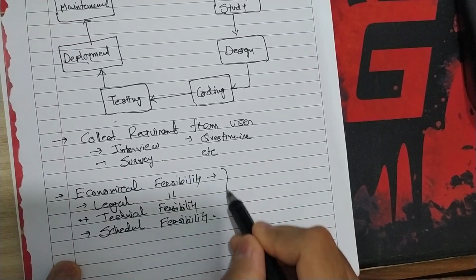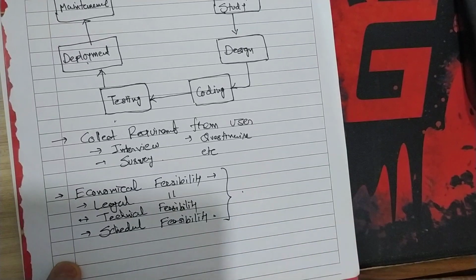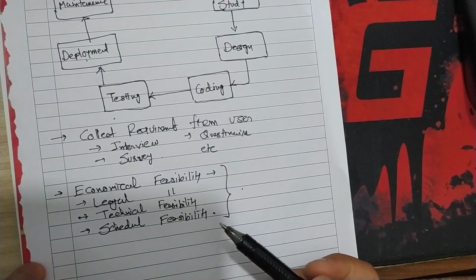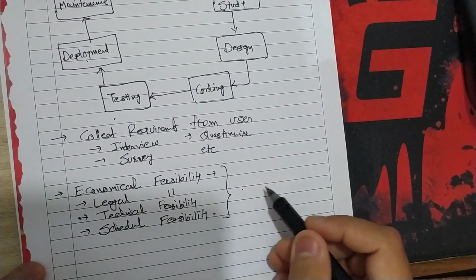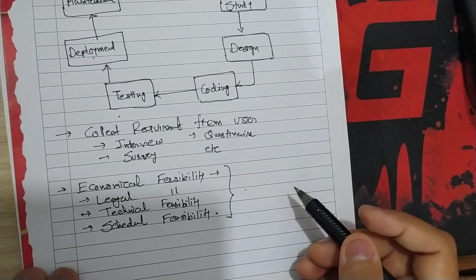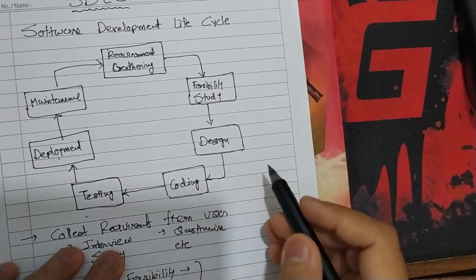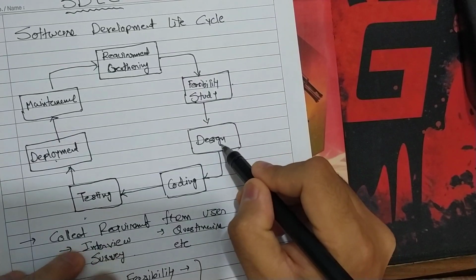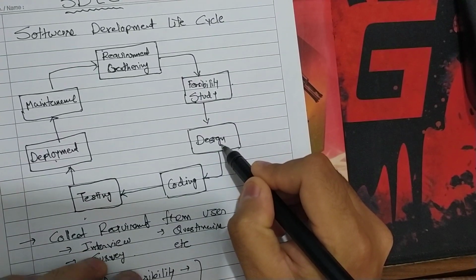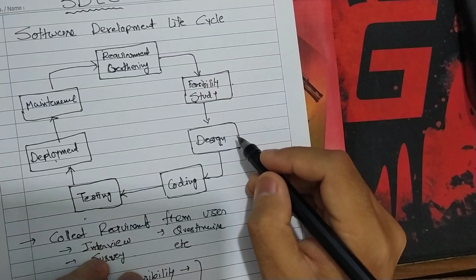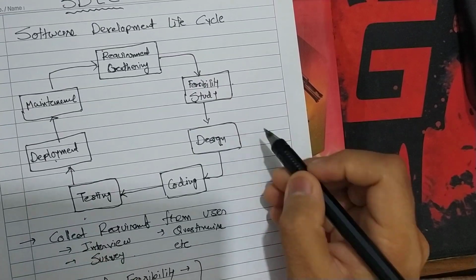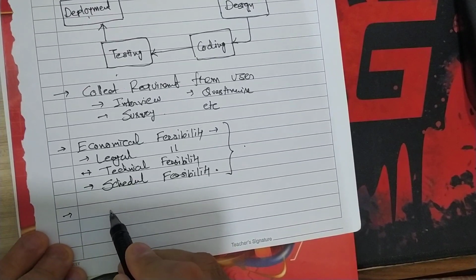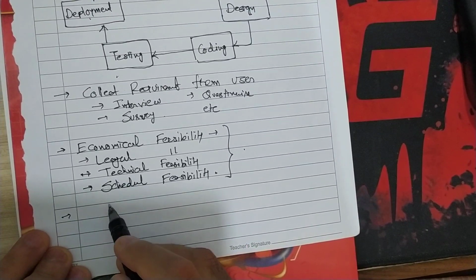So these types of feasibility are checked before developing the product. If the software is not feasible, we should cancel the development of the software. After the feasibility, the next phase is the design phase. The design phase is producing various types of documents which will help in the next phase, which is coding.